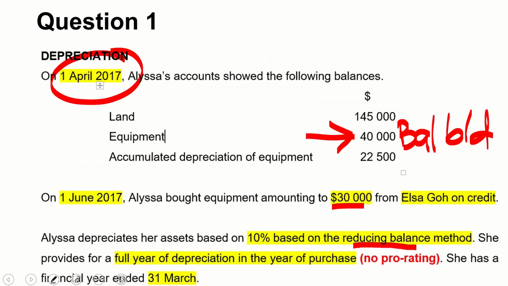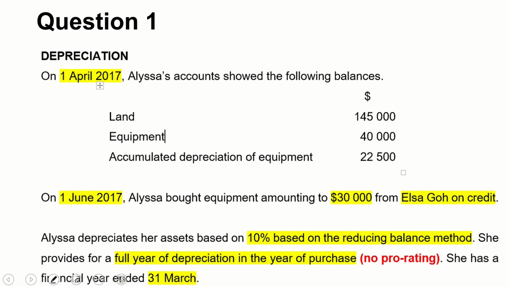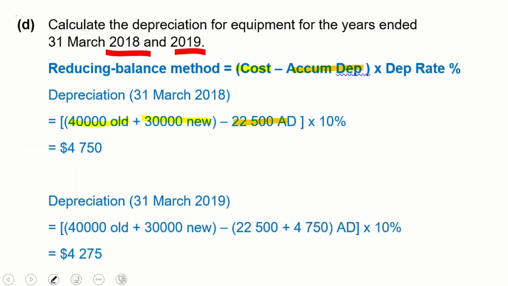If I look back at the question, I can see that the accumulated depreciation is 22,500. So this 22,500, that is the accumulated depreciation. The whole thing times 10%, you will get 4,750. For the first year, this is the depreciation.